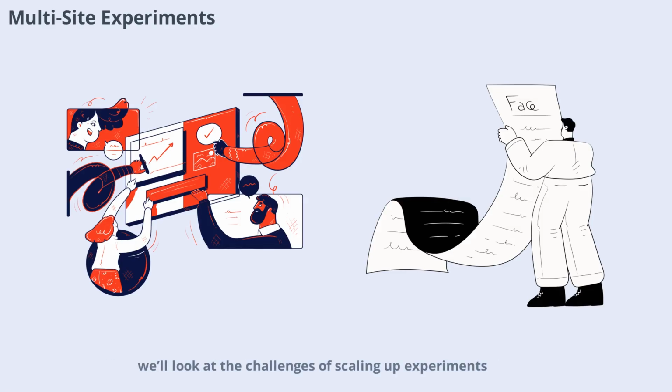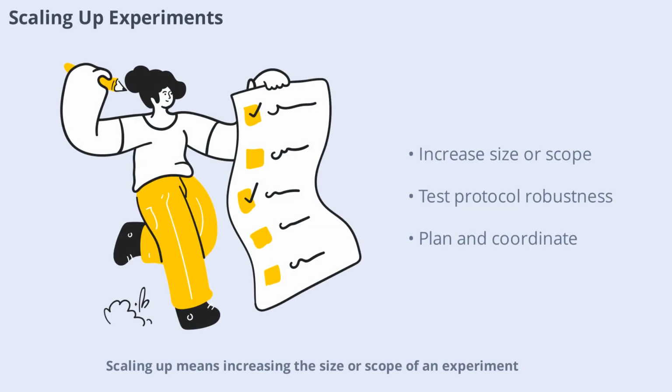Next, we'll look at the challenges of scaling up experiments. Scaling up means increasing the size or scope of an experiment. This can involve more subjects, additional sites, or extended timeframes. Scaling up tests the robustness of protocols and may require additional resources. Planning and coordination are key to successful expansion.